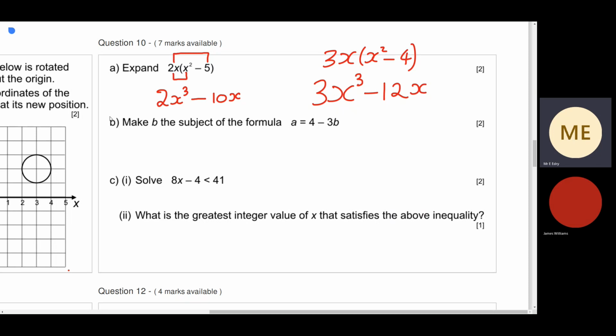So if we have a look at B, we want to make B the subject, okay? So that means we want to get B on its own.